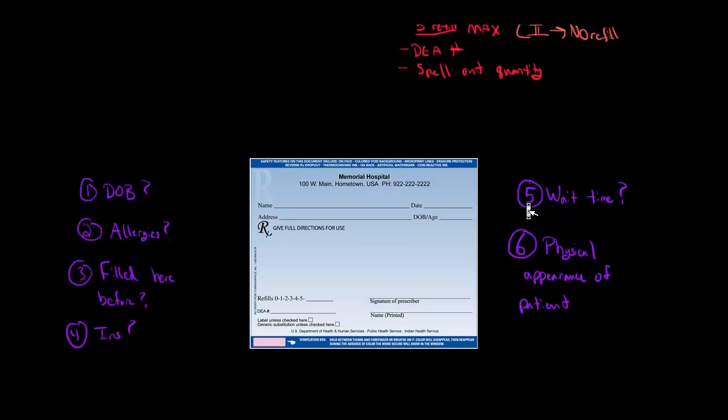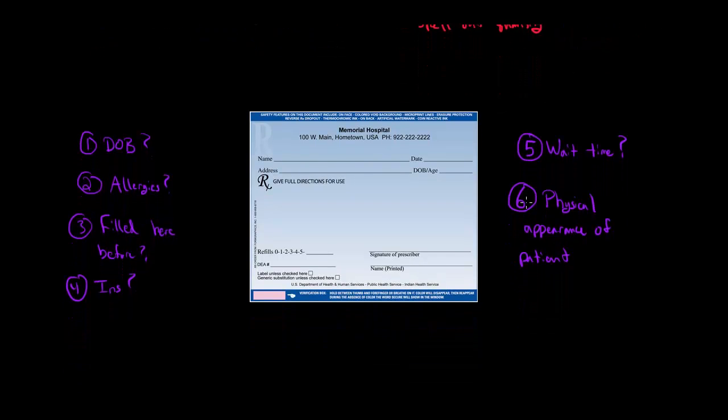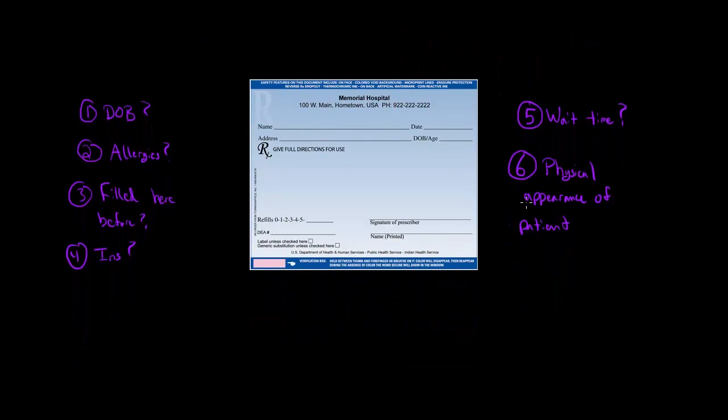Now let's move forward to what's the important information to get from the patient when they're dropping off. You want to make sure you get their date of birth. That is very important if it's not already written on there. You want to see if they have any allergies, and if they don't, you can write no known drug allergies, or it might be in your computer system already. Ask them, have you filled here before? This will give you an idea if there's any information you need to get from them, like their address or their phone number. So make sure you ask them that.